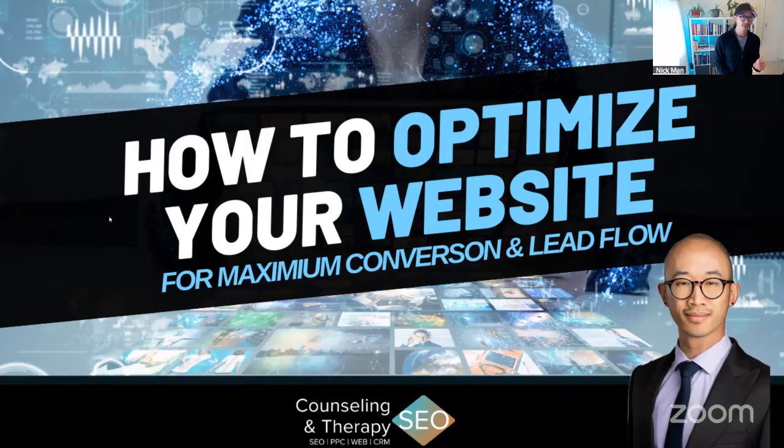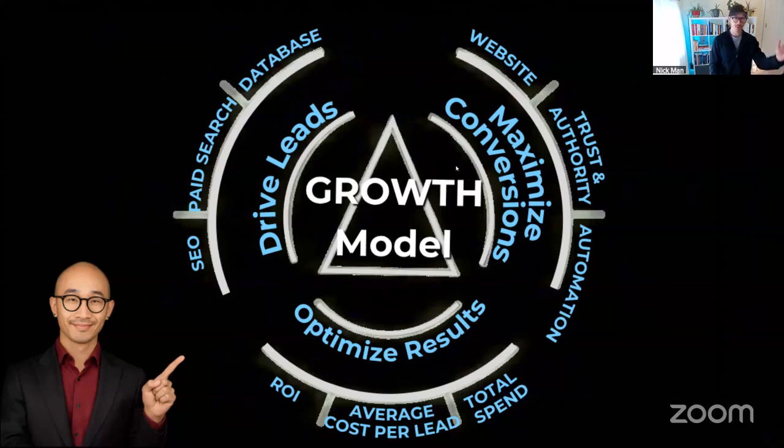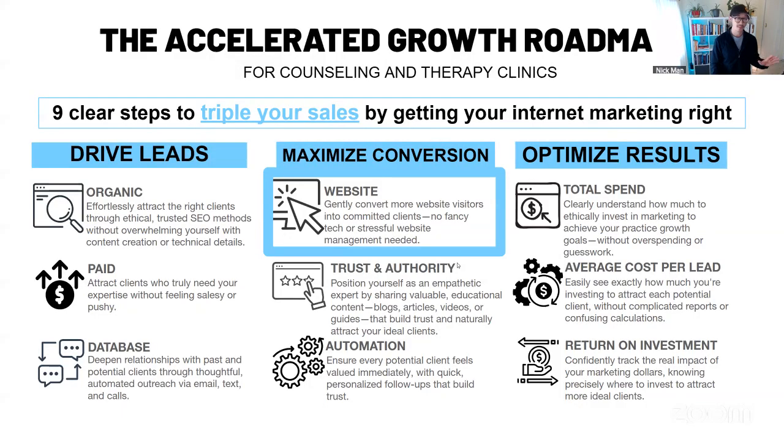So we're talking about how to optimize your website for maximum conversion and lead flow. This is our growth model here, where there's driving leads, making sure people find your website through SEO, paid search, maximizing conversion, and then optimizing the results that we're getting once we have the whole system in place. And we're going to be talking about website today.